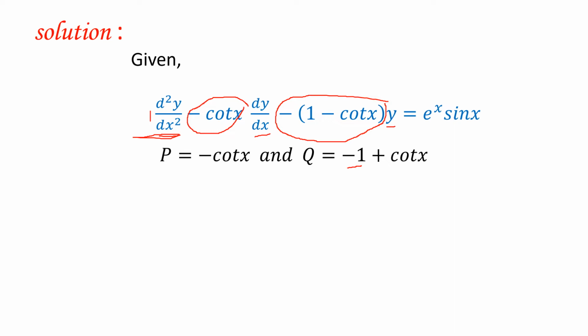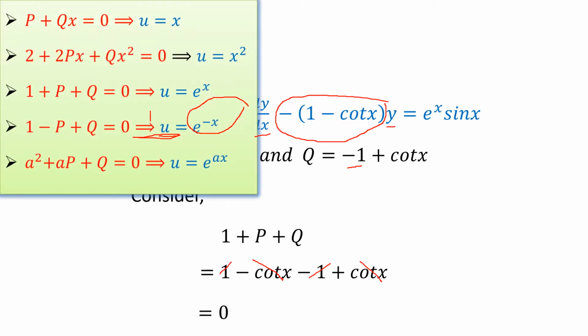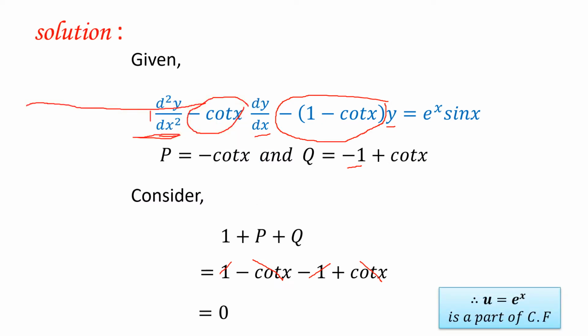Therefore, by inspection or trial and error, we shall consider 1 plus p plus q. So this is equal to 1 minus cot x minus 1 plus cot x. So plus 1 minus 1 get cancelled, and here also minus cot x plus cot x get cancelled. Therefore, the value is 0. Therefore, if 1 plus p plus q is equal to 0, then the value of u is equal to e power x. Therefore, u is equal to e power x is a part of the complementary function.